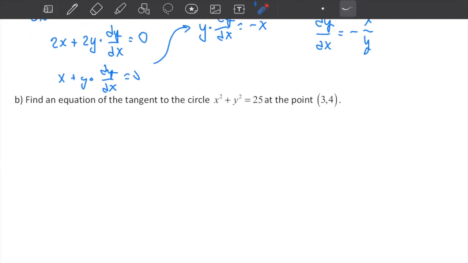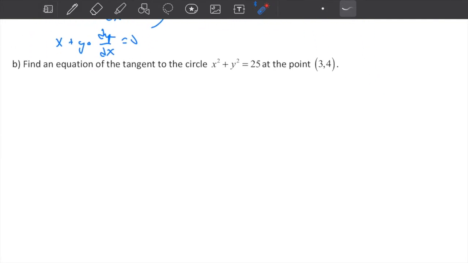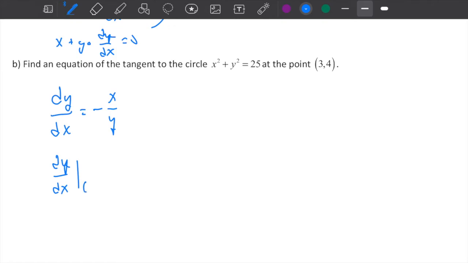So let's think about finding the equation of the tangent line to the circle at that point. We now have that the derivative, the rate of change, the slope at any point is equal to negative x over y. So if I have the derivative dy/dx evaluated at the point (3, 4), that is going to be negative x over y, negative 3 over 4.